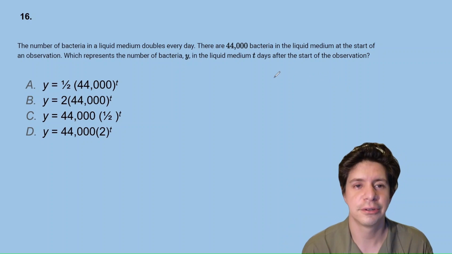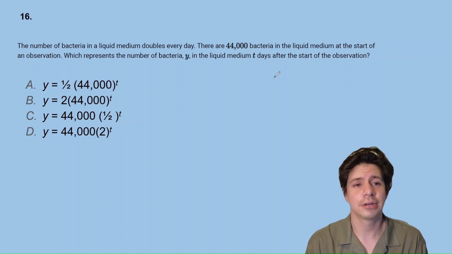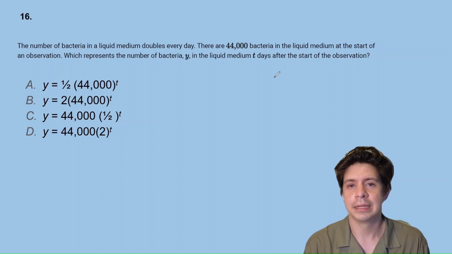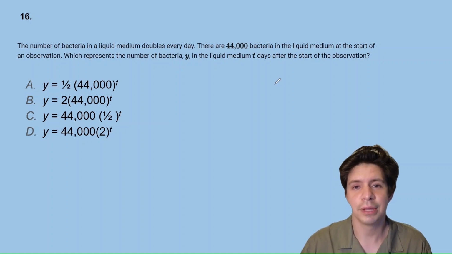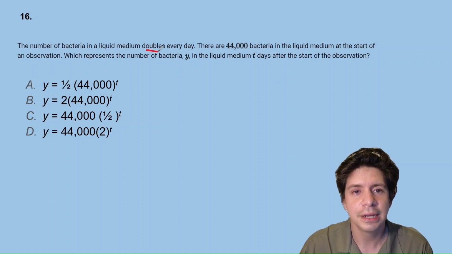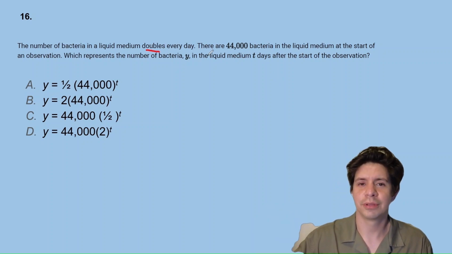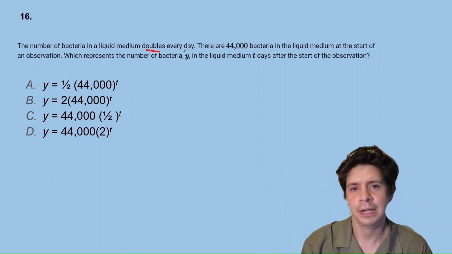All right, question 16. The number of bacteria in a liquid medium doubles every day. There are 44,000 bacteria in the liquid medium at the start of an observation. Which represents the number of bacteria Y in the liquid medium T days after the start of the observation? Okay, so it is doubling every day. Why is it always doubling? Why is it never tripling or 1.5ing? Sometimes, but doubling comes up a lot.